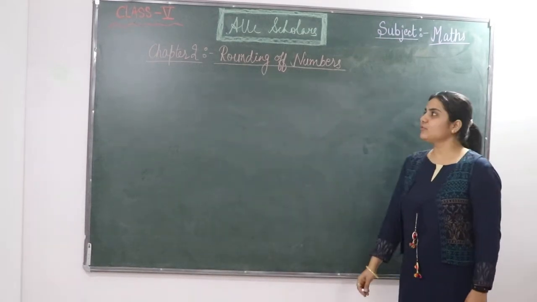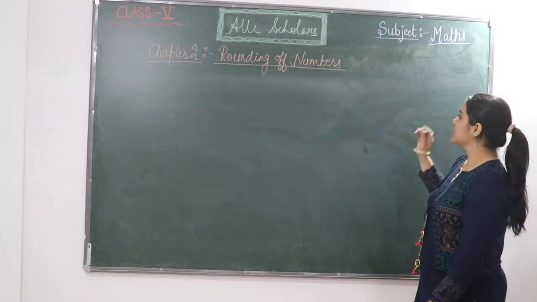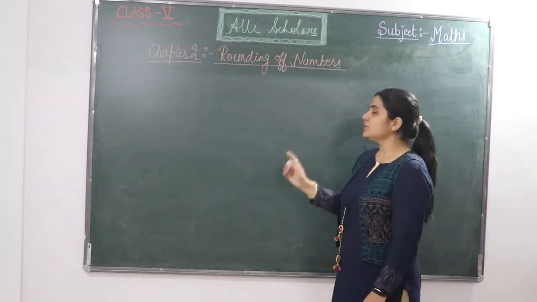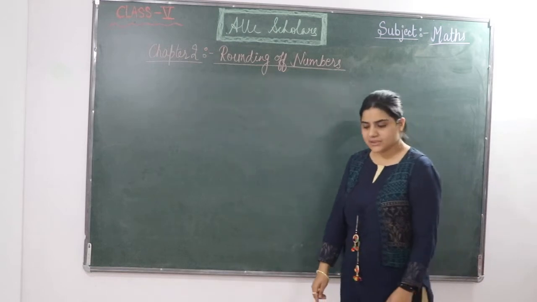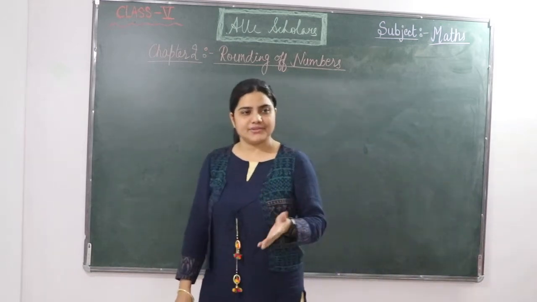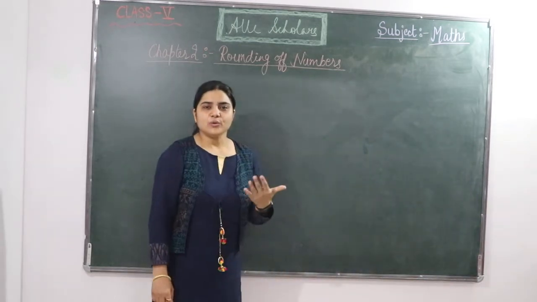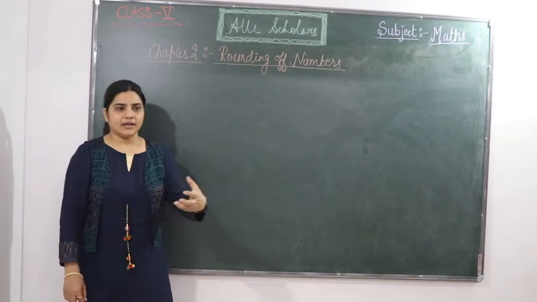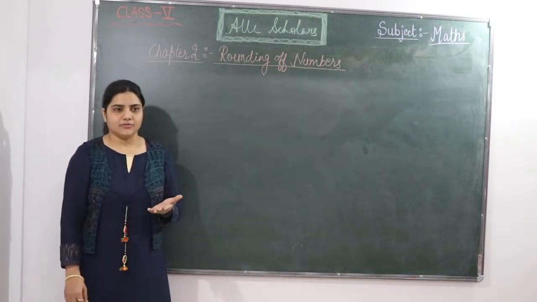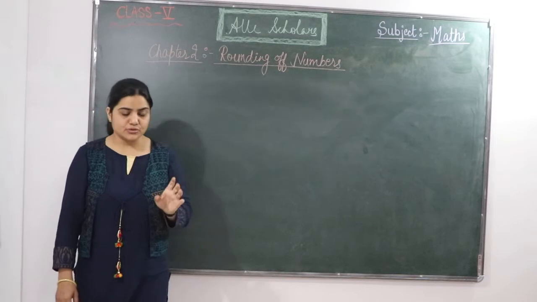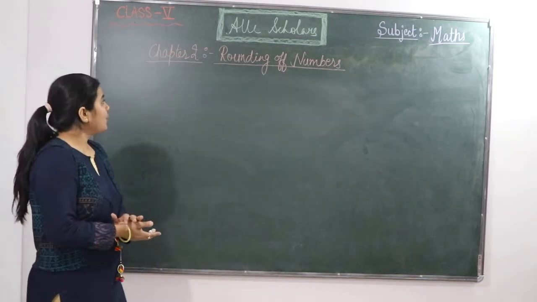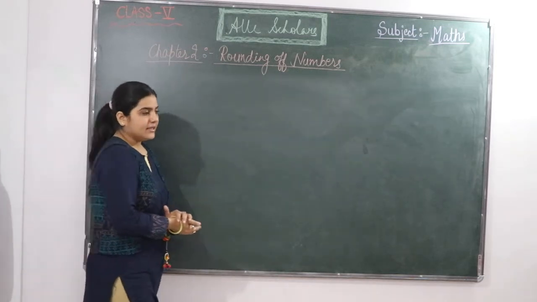So today from class 5th maths, I am going to take chapter 2, that is rounding of numbers. This is a very easy and very interesting chapter, and rounding off is required everywhere in our life. So we must be very clear about that. Now, what does rounding off mean?